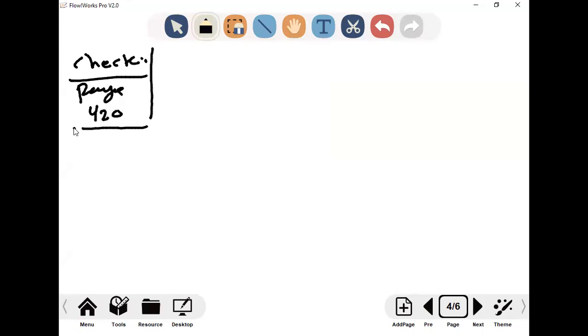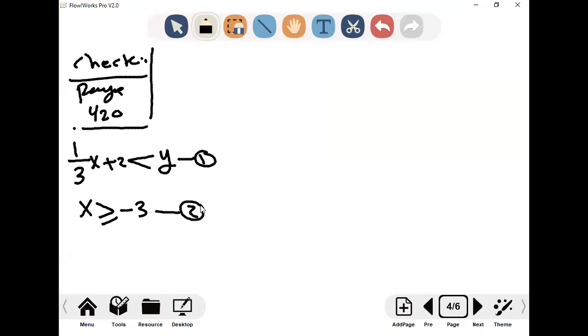420. Solve by graphing, or graph the system of inequalities: 1 over 3x plus 2 less than y, and x more than or equal to -3. Okay, focus with me. We have a different idea here, not totally different. This is 1 and this is 2. Let's do 1. Okay, 1 we turn into an equation, then find the intercepts of it.